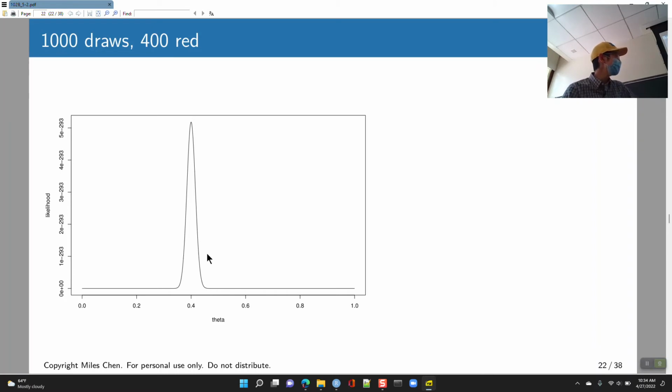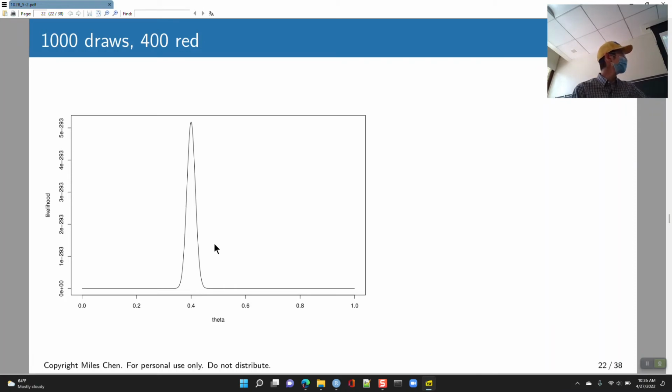Basically, this is the likelihood for different values of theta. If you look at the value of the likelihood, it's way smaller, on the order of 10 to the negative 293. So these are really tiny values. But outside of this narrow window around 0.4, other values of theta are no longer believable.